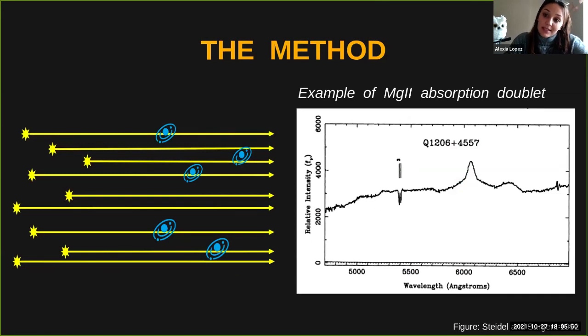The method we use to assess large-scale structure is intervening magnesium II absorption systems in the spectra of quasars. The schematic here shows the yellow stars representing the quasars, and the blue galaxy-looking things representing the galaxy halos, the low-ionized gas around galaxies. As the quasar light travels from distant space across the universe, some of the light is absorbed. In particular, the magnesium II absorption doublet feature is very prominent and distinctive and is indicative of star formation regions. So that's why it makes a particularly good tracer of the large scale structure.